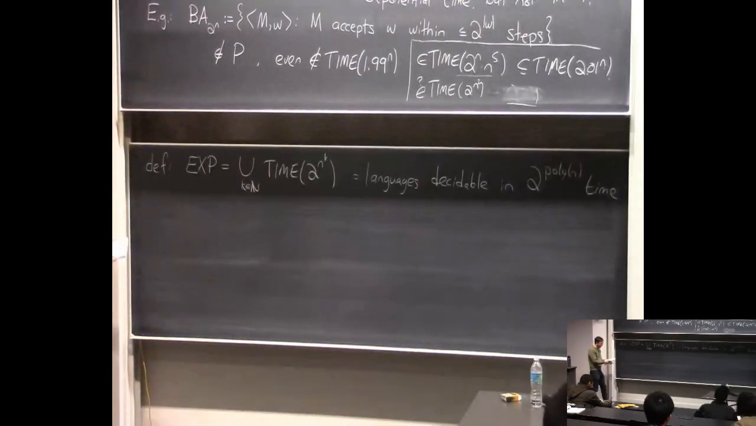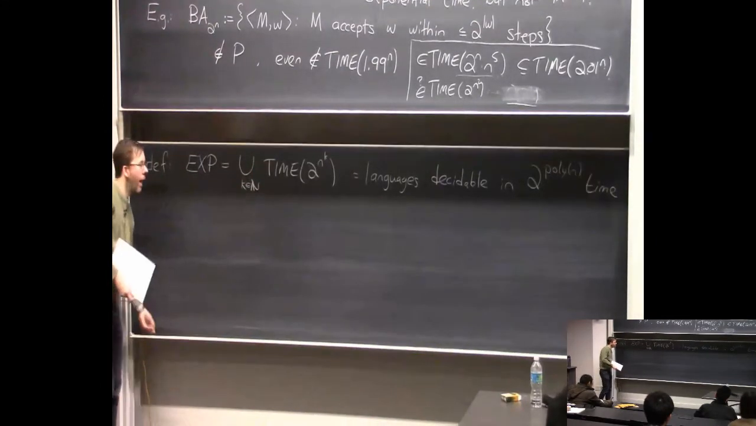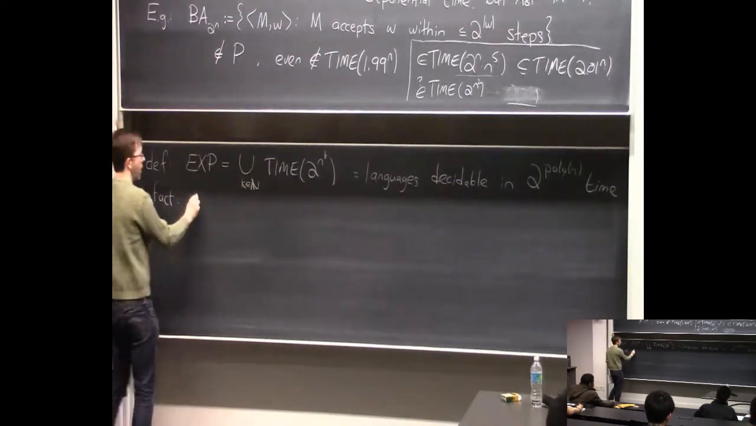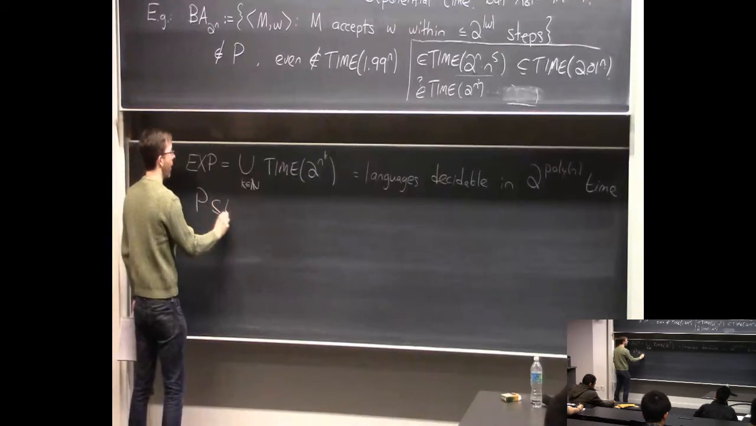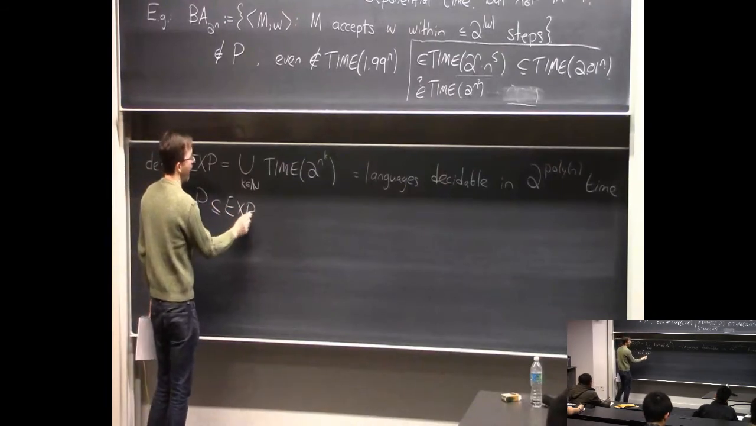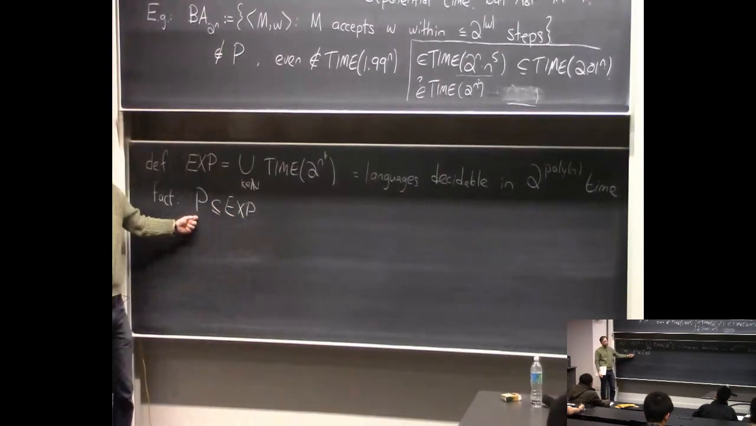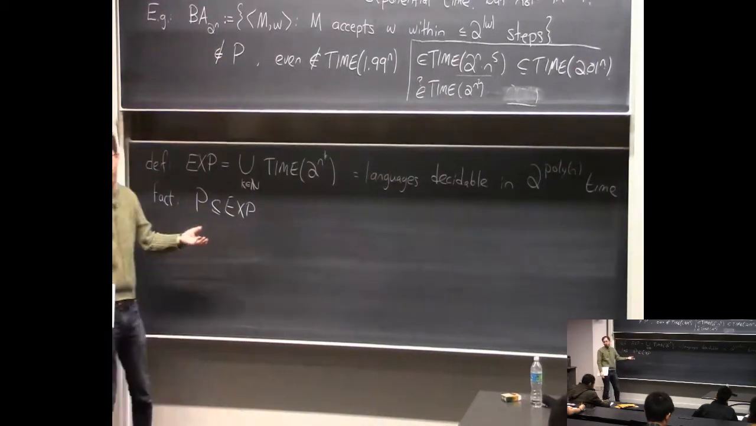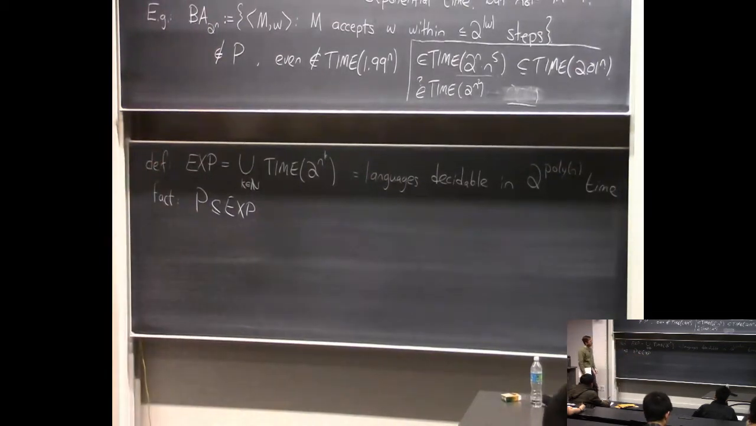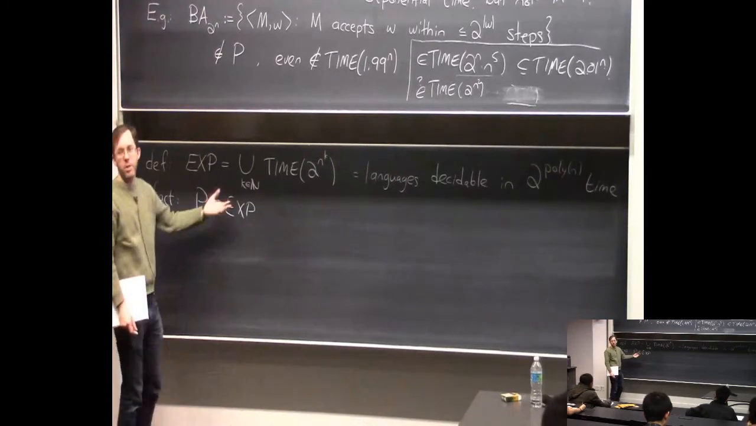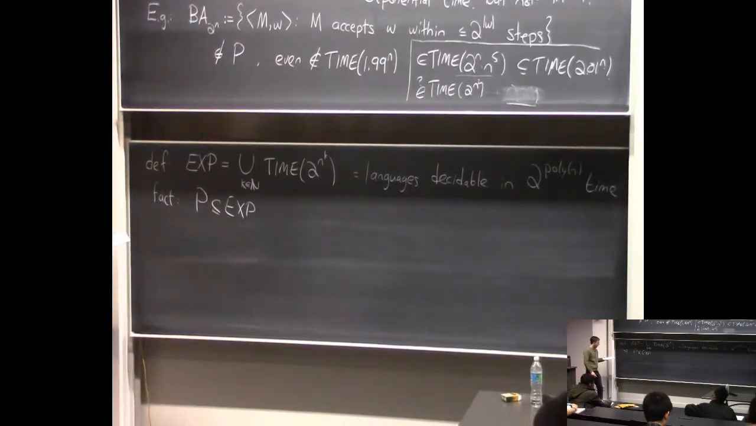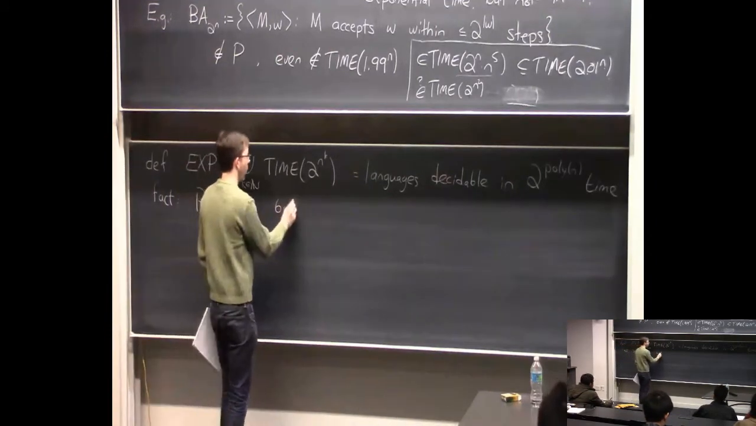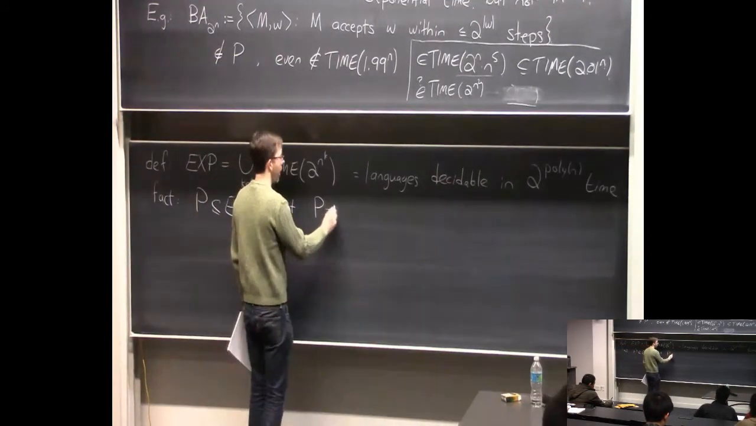So this is a very big class. Of course, P is a subset of EXP. Remember, these are classes of languages. So every language that you can solve in polynomial time, that same Turing machine also shows that it can be solved in exponential time. Of course, that means it can be solved in at most exponential time. But actually, they're not equal. They're provably not equal by this time hierarchy theorem.